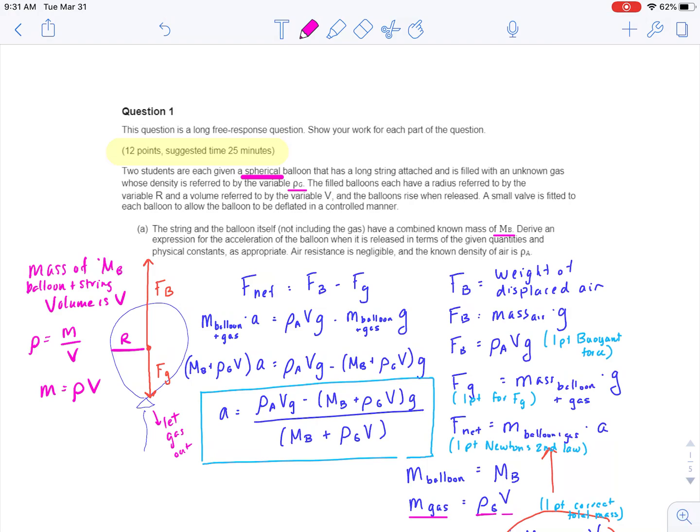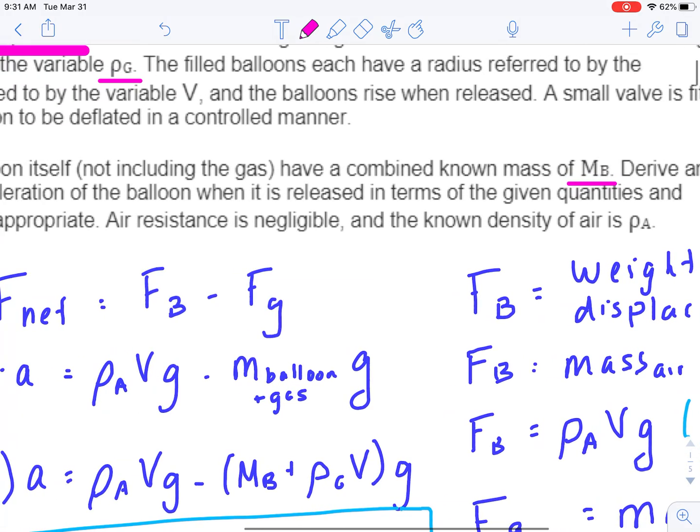mb. Derive an expression for the acceleration of the balloon when it is released in terms of the given quantities and the physical constants as appropriate. Air resistance is negligible, and the known density of air is rho sub a. Okay, so let's think about this for a second. We've got the density of the gas. We've got the density of the air. We know the mass of the balloon and the string.